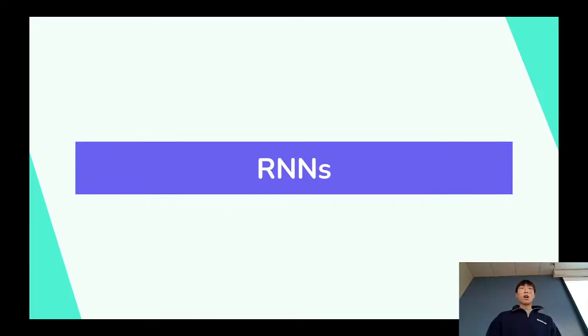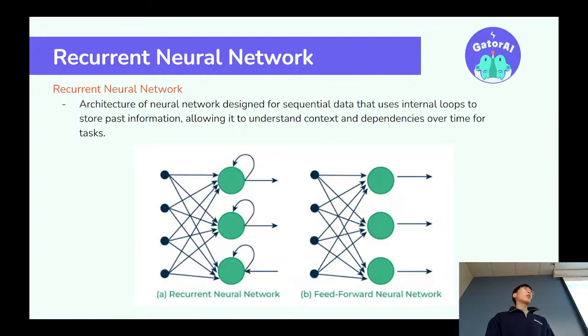So now we're going to talk about RNNs, which is the last model that we talked about. Recurrent neural networks are a type of neural network designed for sequential data rather than image data, like CNNs. A recurrent neural network uses internal loops to store past information, which allows it to understand context and dependencies over time. We can see here how the recurrent neural network differs from the feed-forward neural network. The recurrent neural network maintains a hidden state, which generates an output which feeds back to itself.